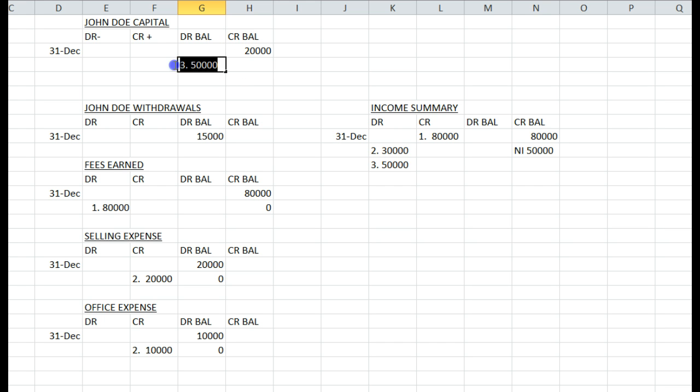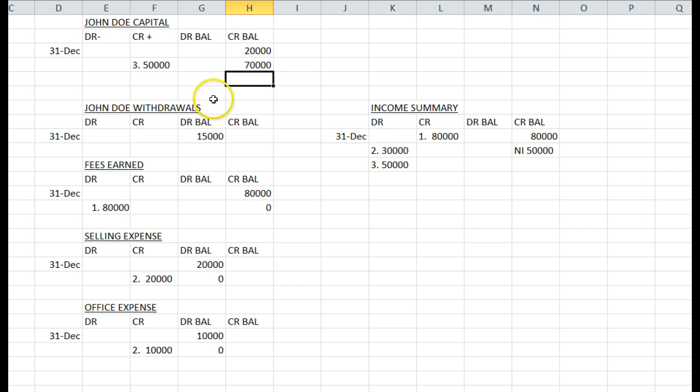And of course, that doesn't go in that column. It goes right over here. So number 3, again, we credit the capital account for $50,000. Okay, so temporarily we've got a $70,000 balance in there.